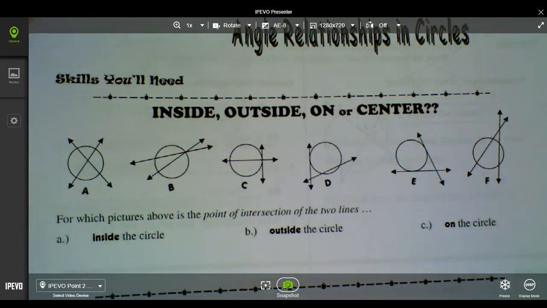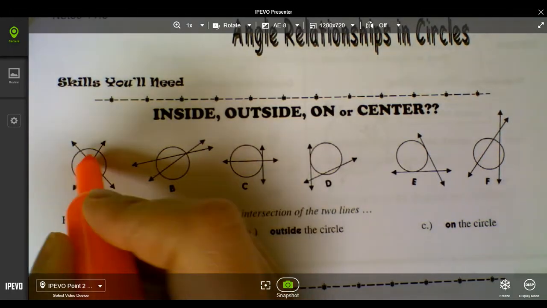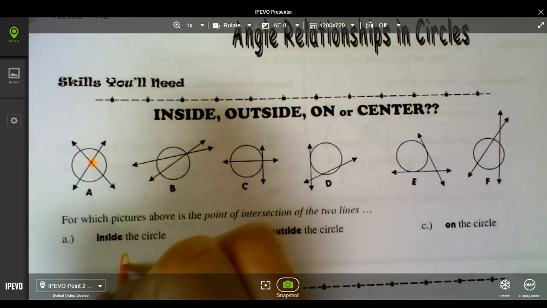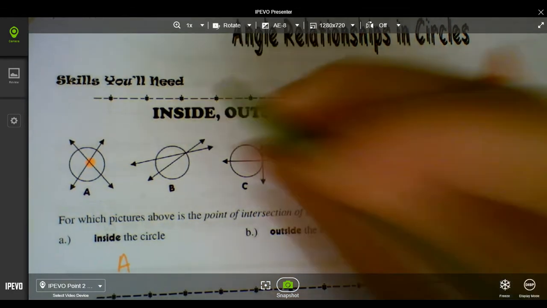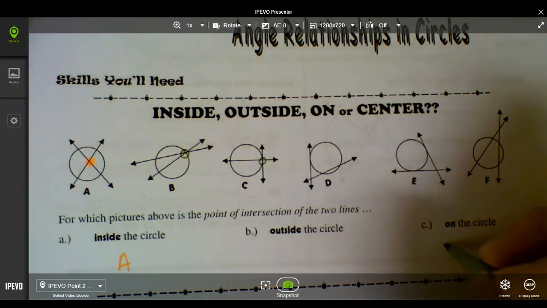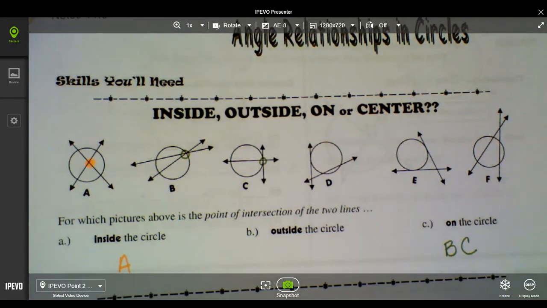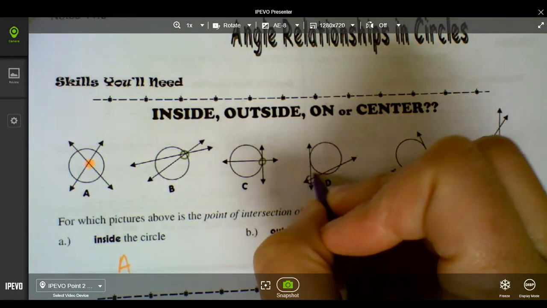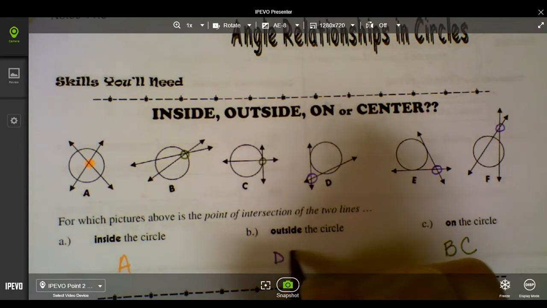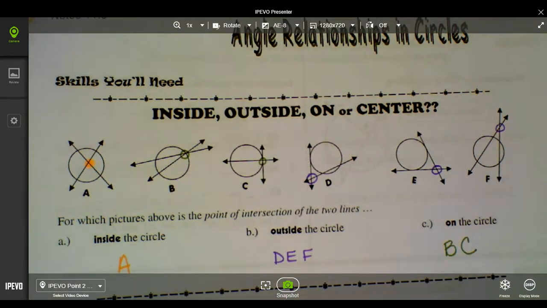For which pictures above is the point of intersection of the two lines inside, outside, or on the circle? If you have eyes, you should be able to do this one. For the first one, obviously these two are intersecting inside the circle, so that's just going to be A. These are intersecting on the circle, so that is going to be B and C over here. And for outside the circle, these are intersecting outside the circle, so D, E, and F are right here. Okay, that's the first part, easy peasy.